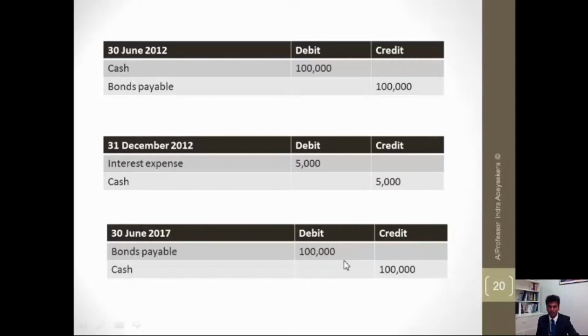At the end of the period, the bond will be settled and the cash payment is 100,000, because the settlement value is 100,000.